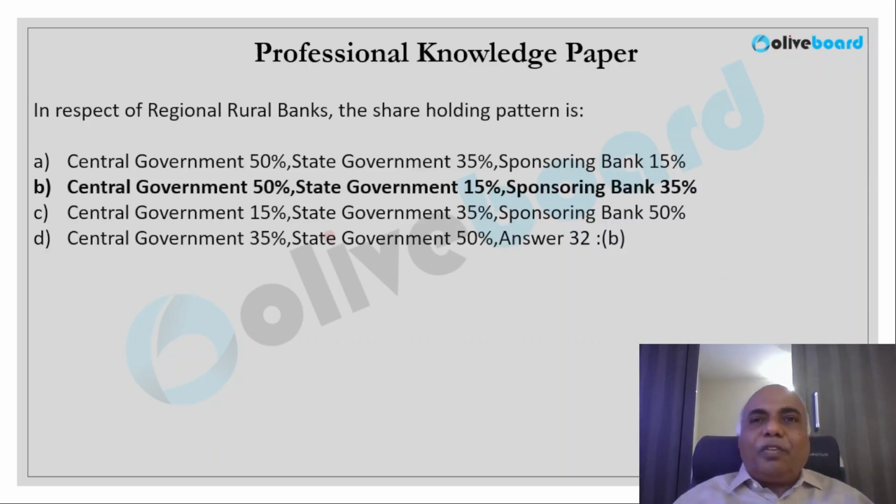And in respect of regional rural banks, the shareholding is not completely owned by them. Of the share capital, 50% is central government share capital, 15% is the state government where the RRB is located, and the rest is the sponsoring bank. Almost all the RRBs are sponsored by public sector banks only. So each public sector bank will sponsor, and the sponsoring bank holds 35%. So central government 50, state government 15, sponsoring bank 35. That is the shareholding pattern of the regional rural banks.